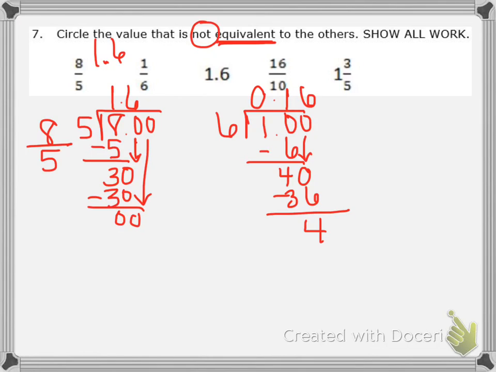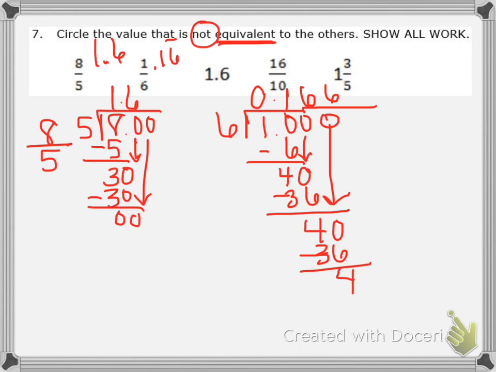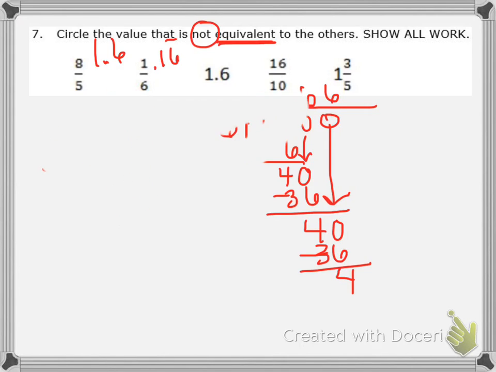You can't stop yet. You have something left over and you have not seen a clear pattern. So you can add another 0, bring it down. 6 into 40, 6 times, which is 36. Now you should be able to see there's a pattern. So 1/6 is equivalent to 16 hundredths repeating. So I'm going to give myself some more room here. Erase some of our division.